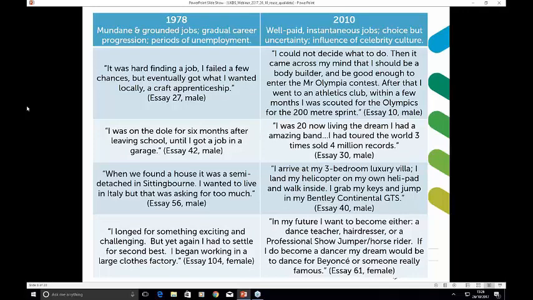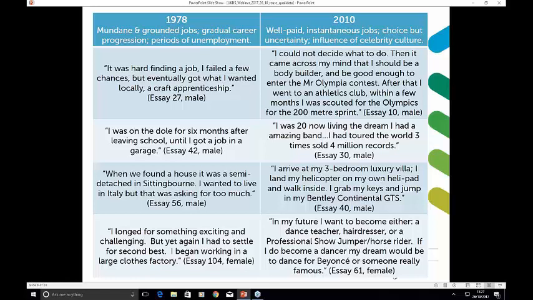So in 1978, students expected much more grounded and arguably mundane sorts of jobs. Career progression was gradual and followed on from hard work, and sometimes there was talk of periods of unemployment or even quite morbidly death. And you can see a few examples in the left column there of some of the quotations from those essays, such as the one on the bottom. "I longed for something exciting and challenging, but yet again, I had to settle for second best. I began working in a large clothes factory."